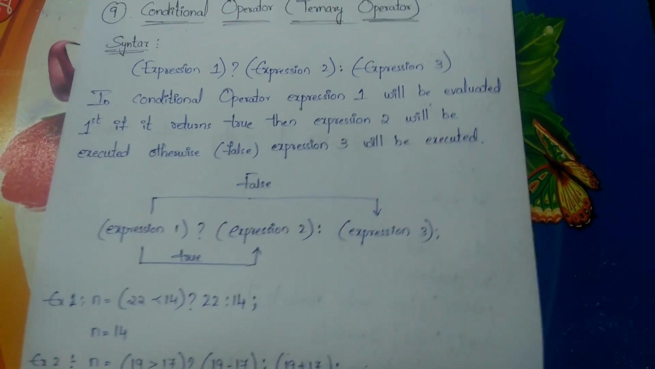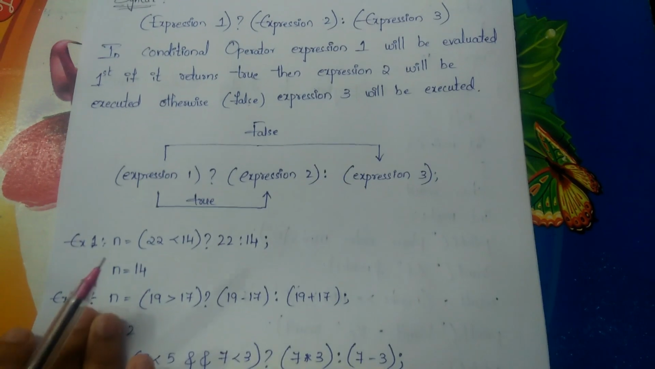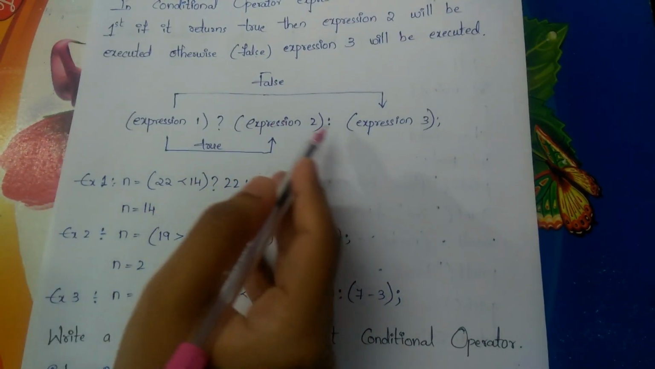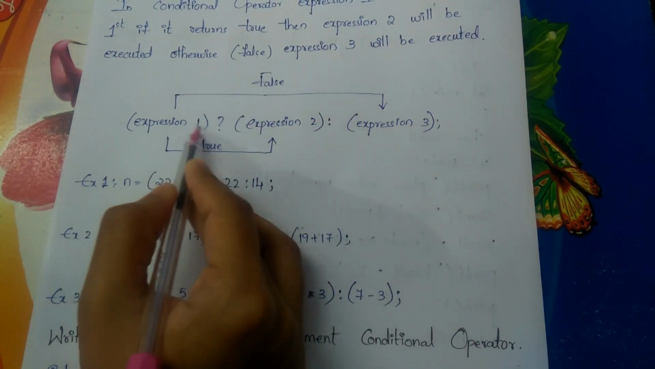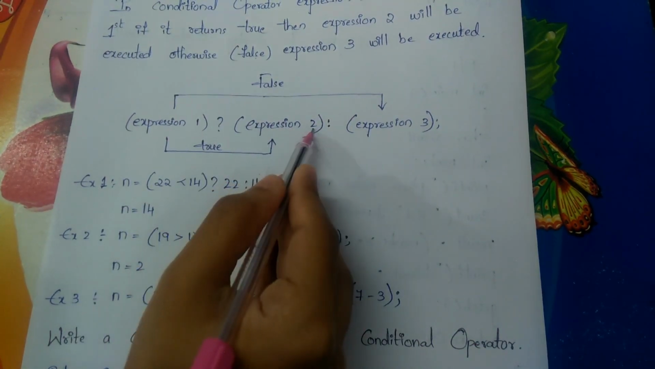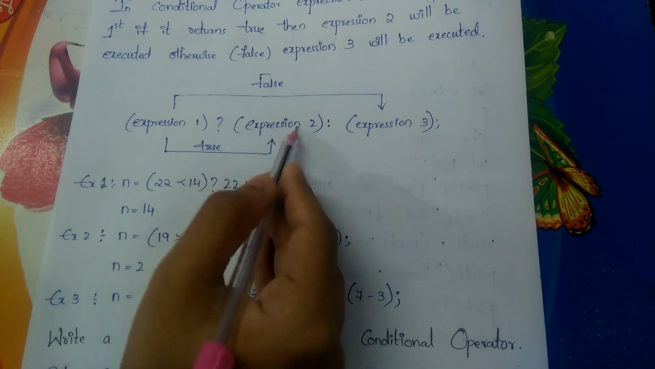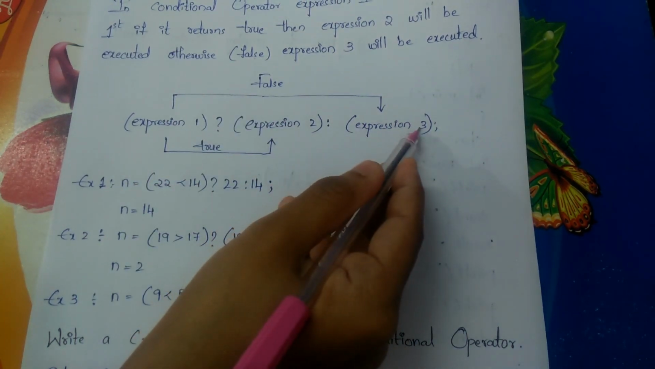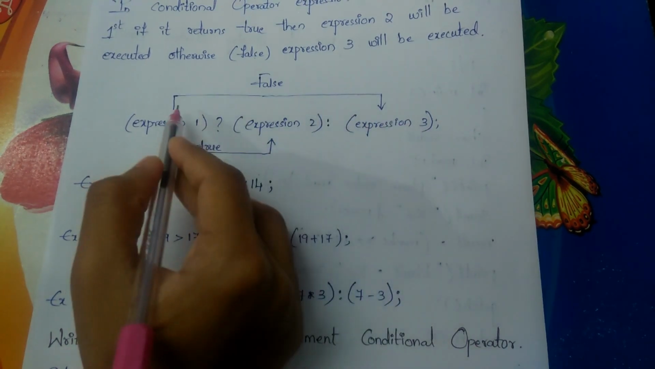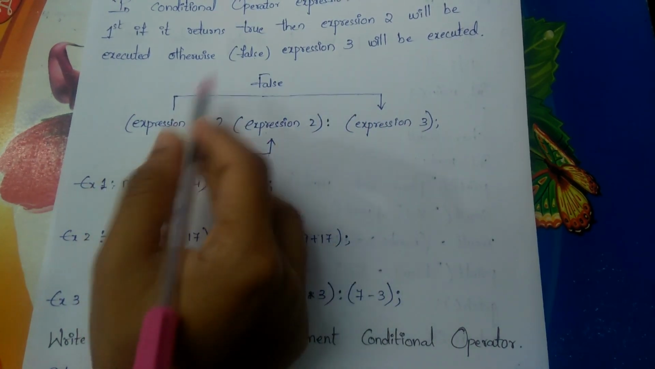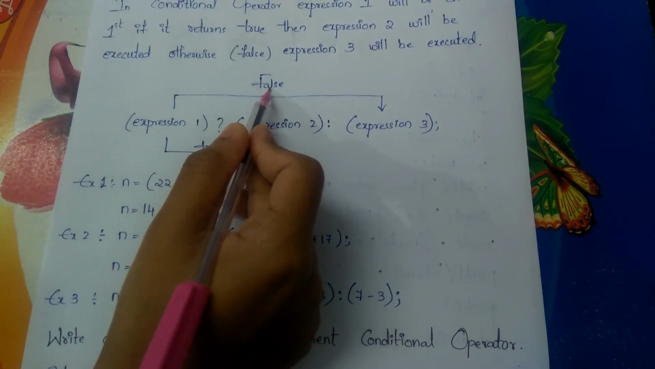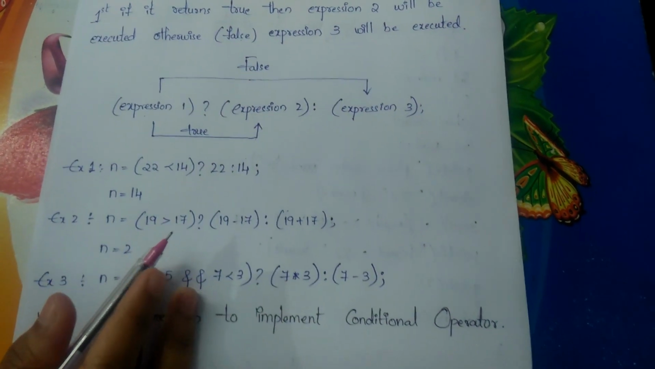So here we have expression 1, expression 2 and expression 3. If expression 1 is true, then expression 2 will be executed. If expression 1 is false, then expression 3 will be executed. So this one is for true, and expression 3 will execute if expression 1 is false. Now let's see some examples for this.